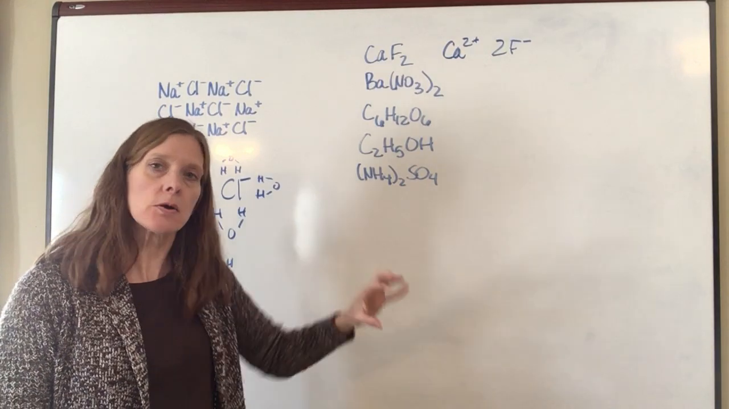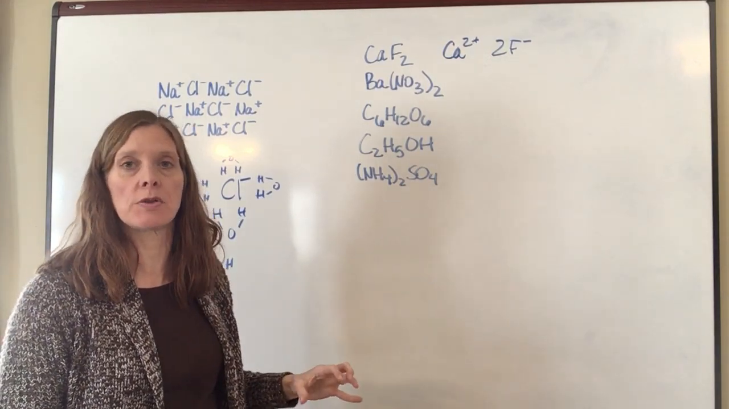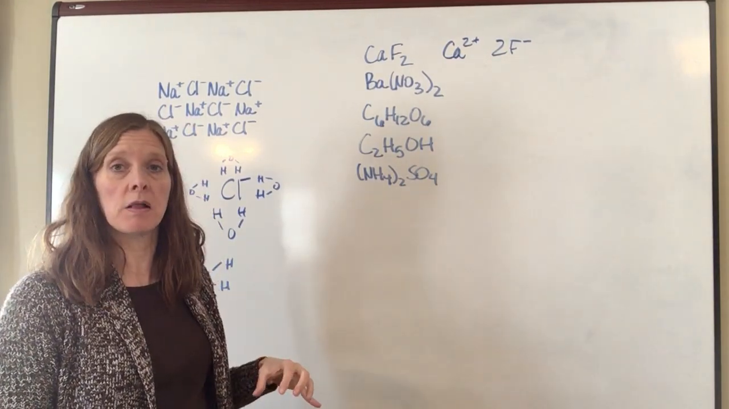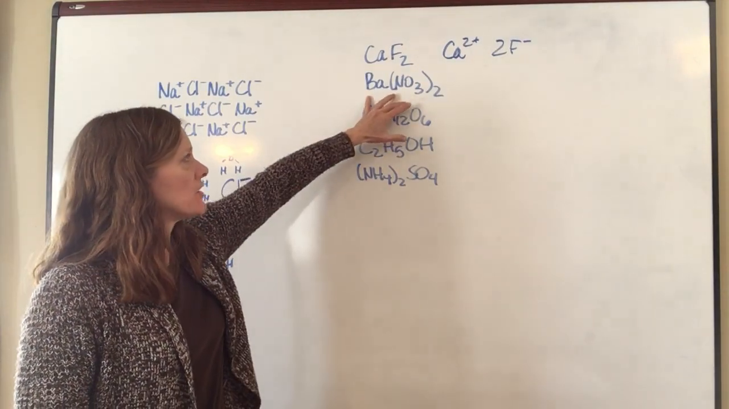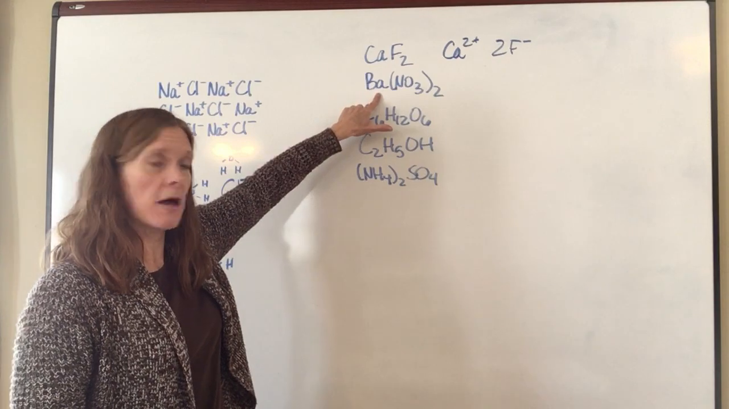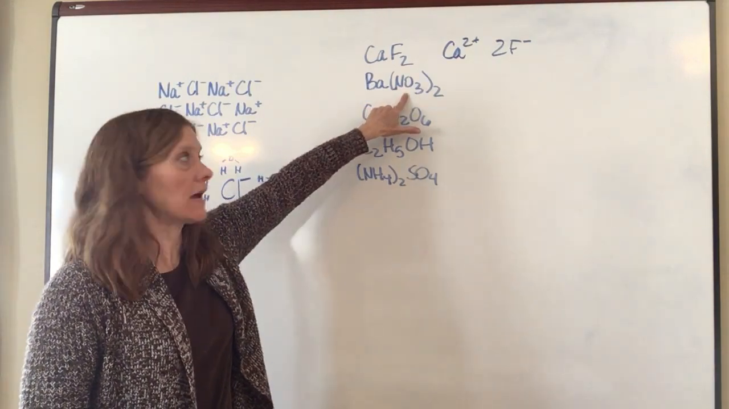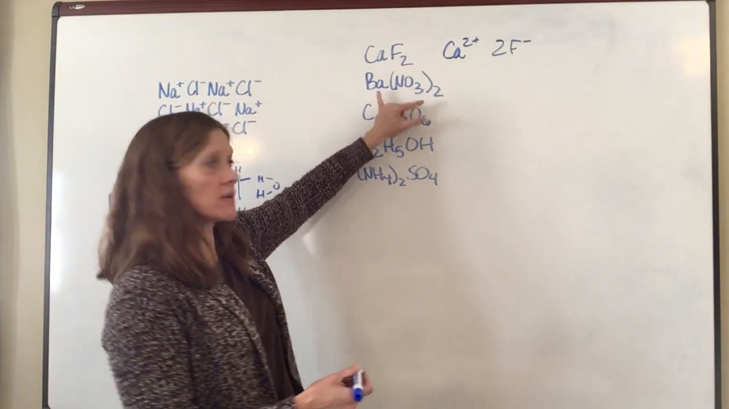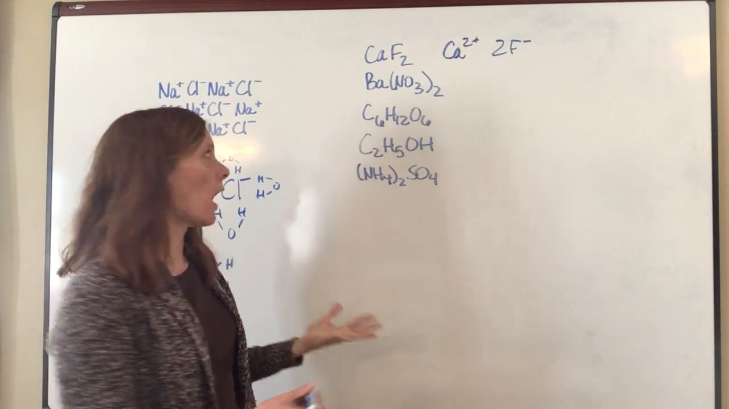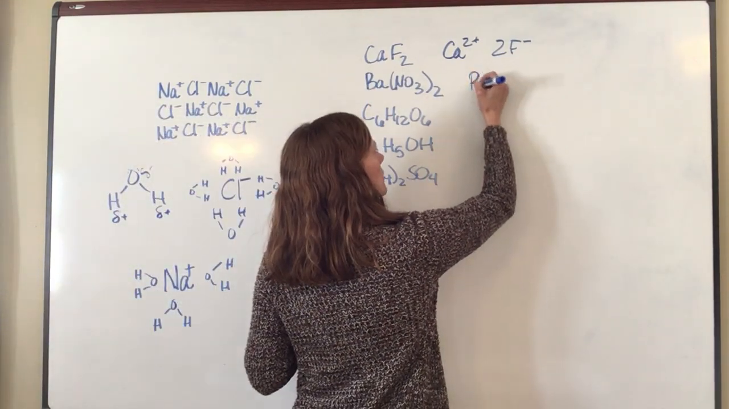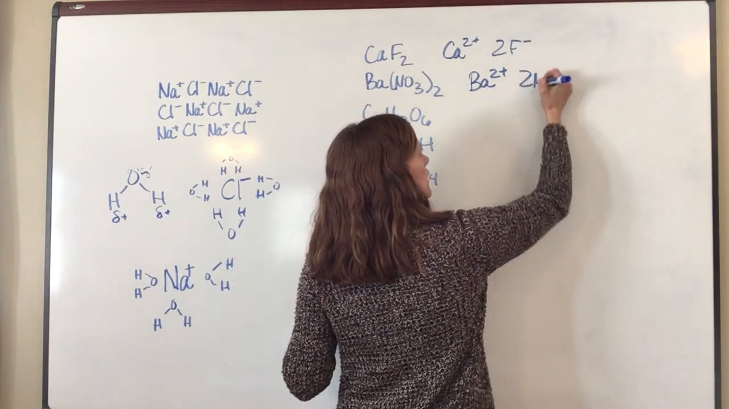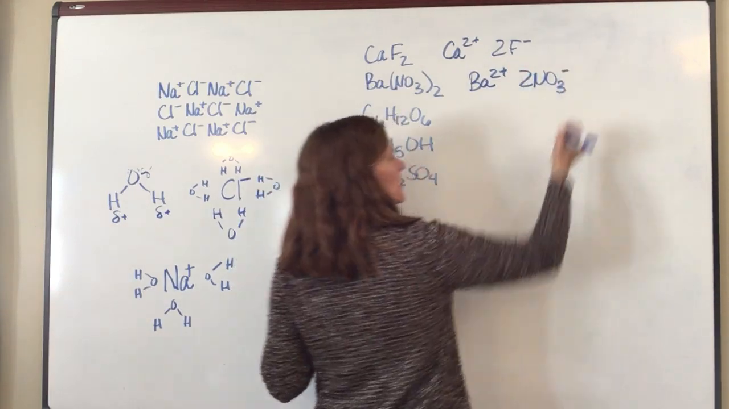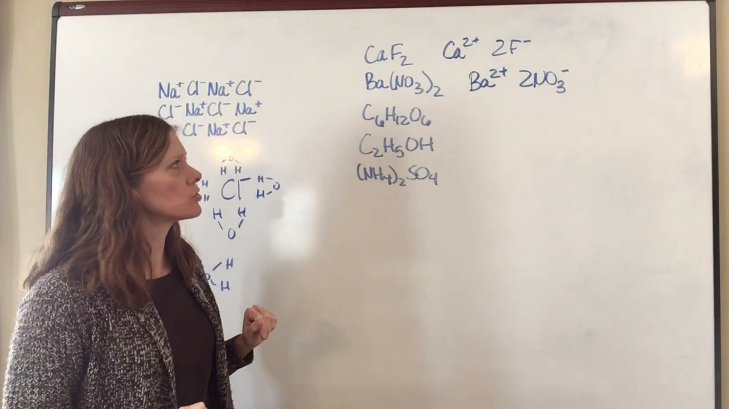Something like barium nitrate, you memorized a list of polyatomic ions. Don't let that slide away from you just because the test is over with. You do still need to remember those polyatomic ions. We're going to continue using them. So the barium nitrate, the barium is a metal. You should recognize the nitrate as an ion. So when this breaks apart into ions, you're going to have a barium ion with a positive 2 charge, and you're going to have 2 nitrate ions, each with a negative 1 charge.